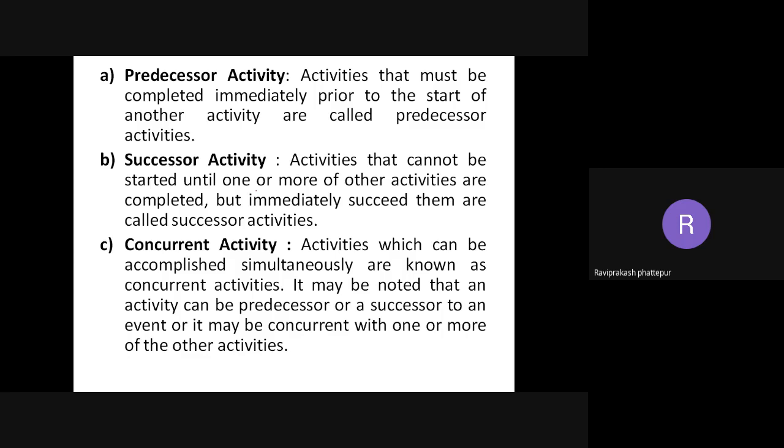Next is concurrent activity. So what is a concurrent activity? Concurrent activities are activities which can be accomplished simultaneously. It may be noted that an activity can be a predecessor or a successor to an event, or it may be concurrent with one or more of the other activities. Concurrent means simultaneously happening. There might be two or three activities, or even more, happening simultaneously.